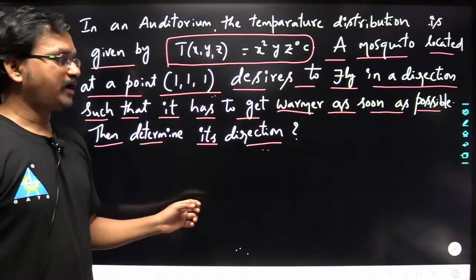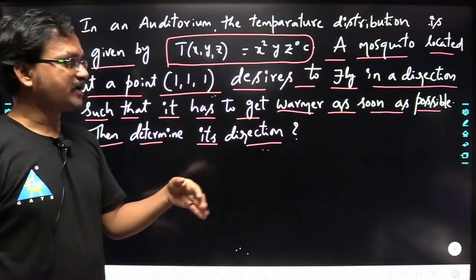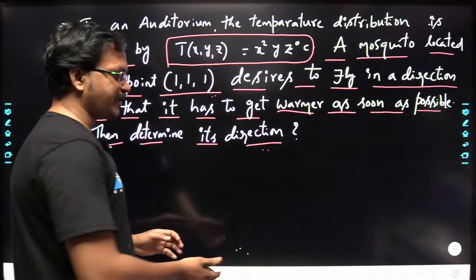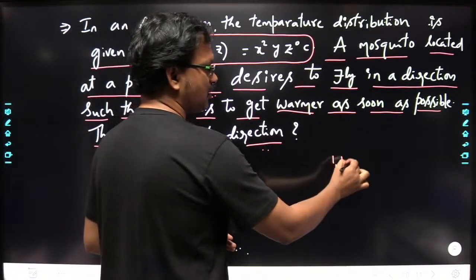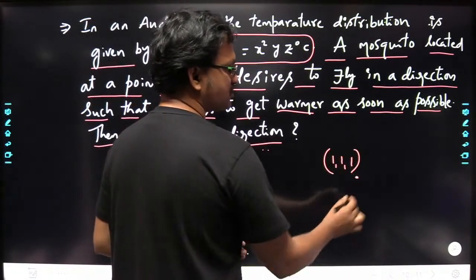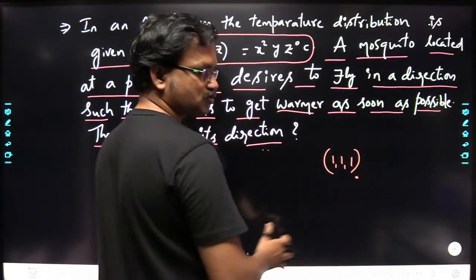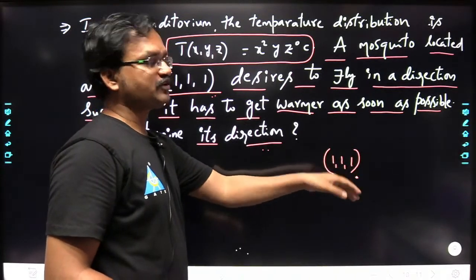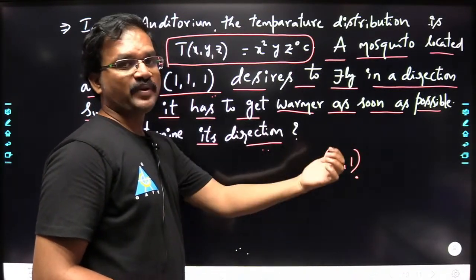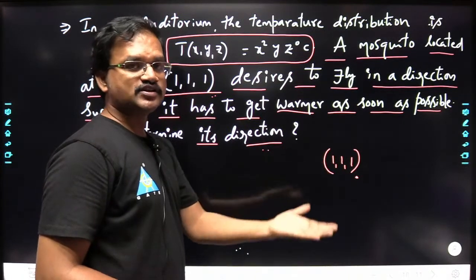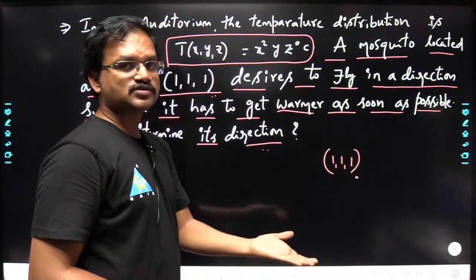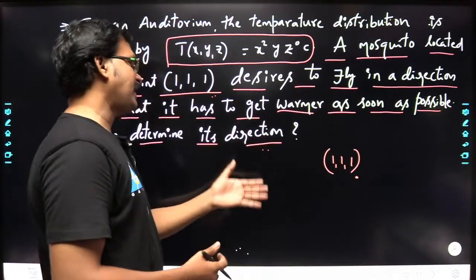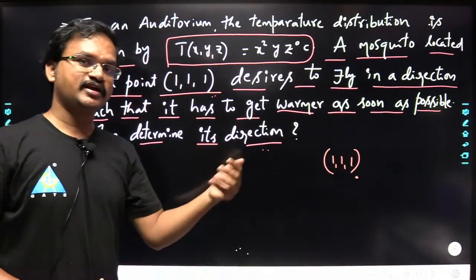So you want to determine the direction in which it has to fly so that it gets warmer as soon as possible. It is located at some location here, 1, 1, 1. From this location, in which direction it has to fly so that it gets warmer as soon as possible. That means if it flies in a direction in which the temperature is increasing maximally, it is going to get warmer as soon as possible or not? Yes or no? So here they are asking the direction in which it is increasing maximally.